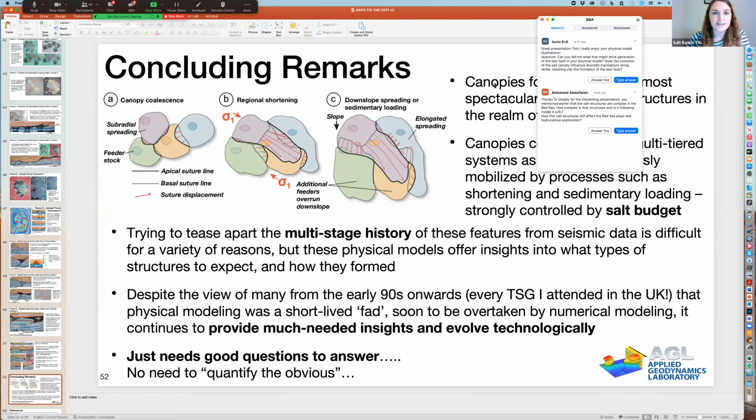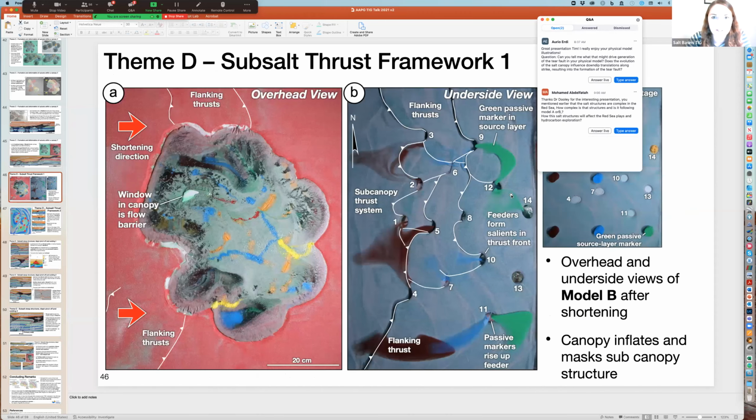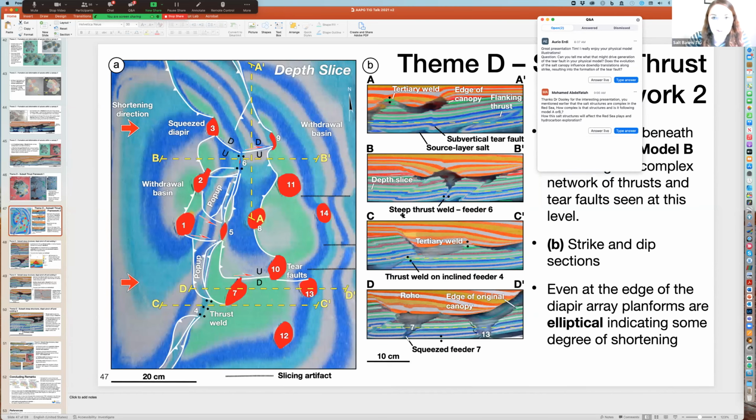So we have a question here from Oreo Erdi. He says, great presentation, Tim. I really enjoy your physical model illustrations. Can you tell me what might drive generation of the tear fault in your physical model? Does the evolution of the salt canopy influence down dip translations along strike, resulting in the formation of a tear fault?